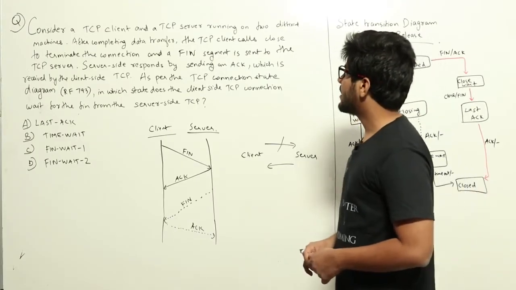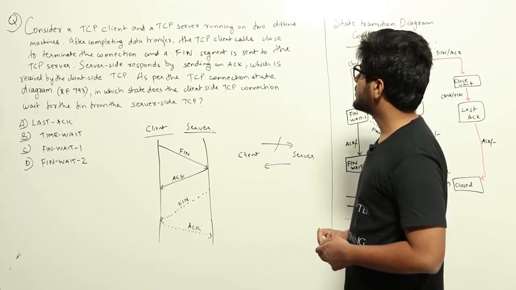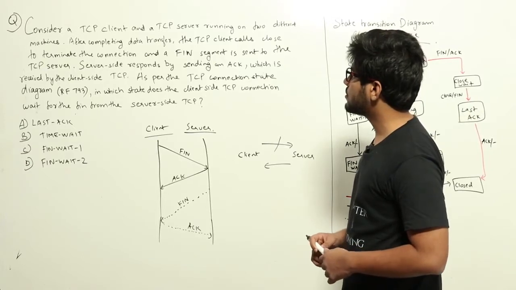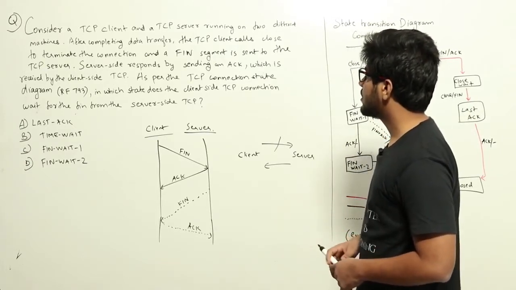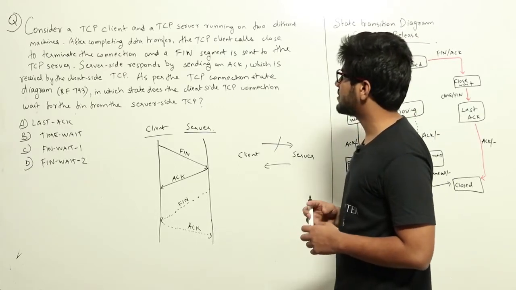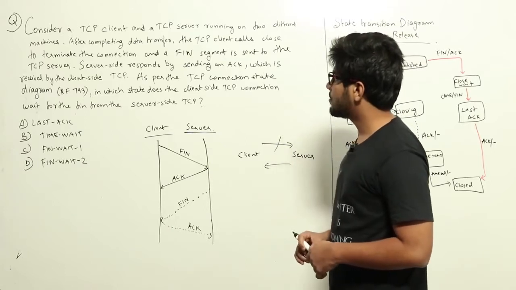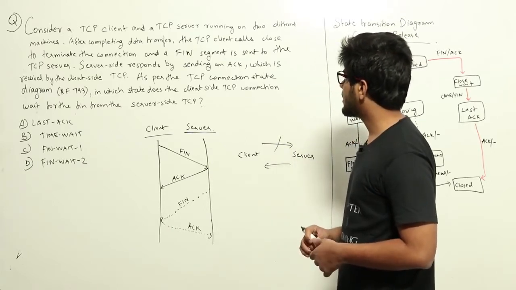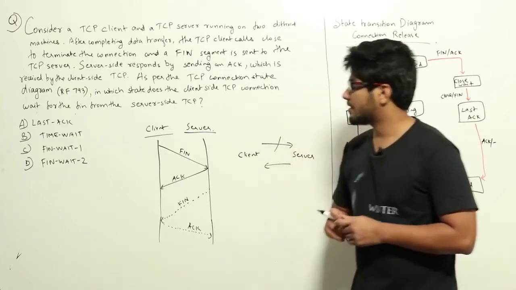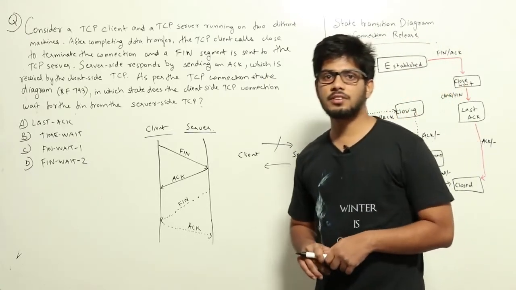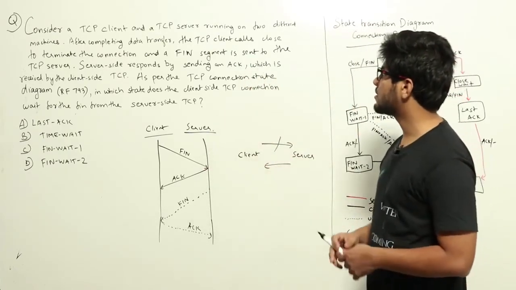Consider a TCP client and a TCP server running on two different machines. After completing data transfer, the TCP client calls close to terminate the connection and a FIN segment is sent to the TCP server. Server side responds by sending an ACK, which is received by the client side TCP. As per the TCP connection state diagram RFC 793, in which state does the client side TCP connection wait for the FIN from the server side TCP? So this is a question from computer networks regarding the TCP state transition diagram, particularly TCP connection close.